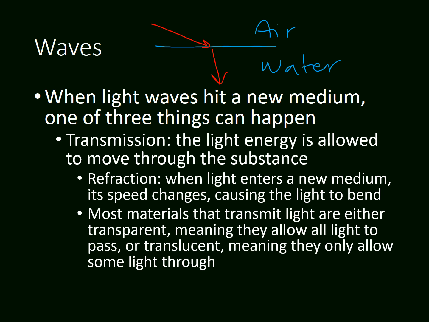Most materials that transmit light are either transparent, like clear glass, and allow all of the light to pass through, or they are translucent, which allows only some of the light to pass through. So think about smoky glass or fog. You can see the outline of the person on the other side, but you can't see any details.